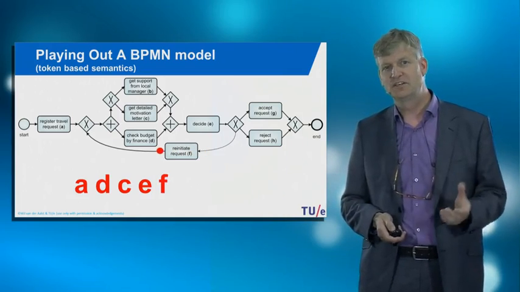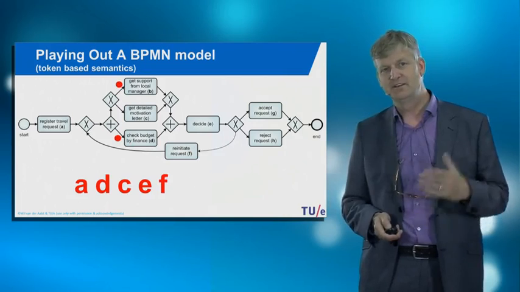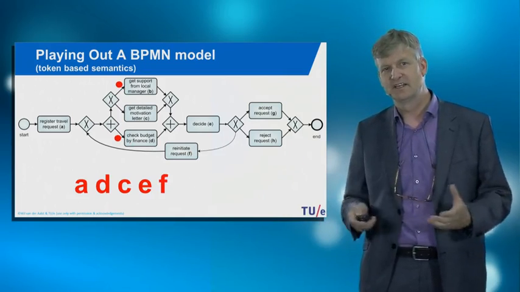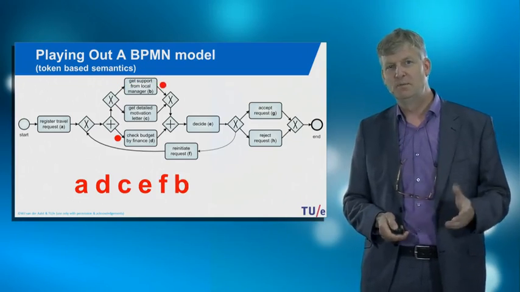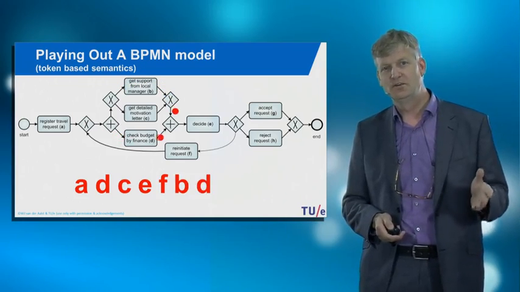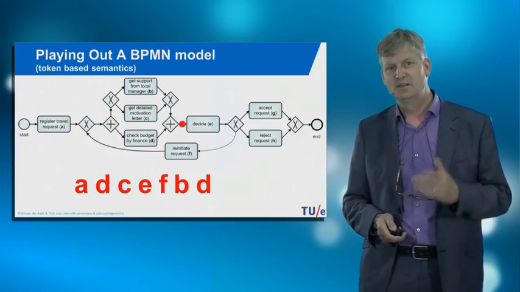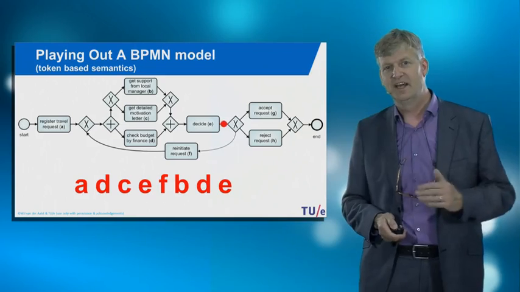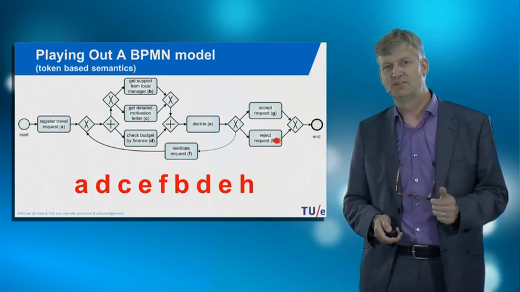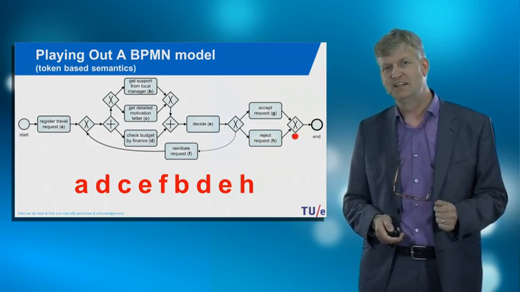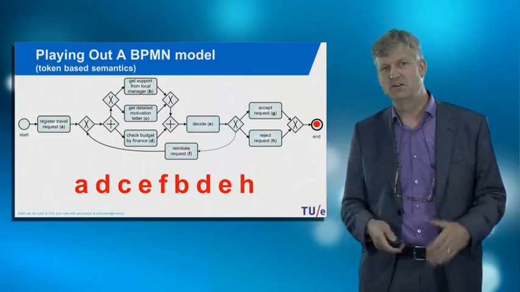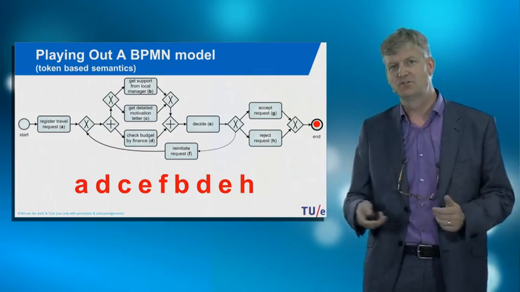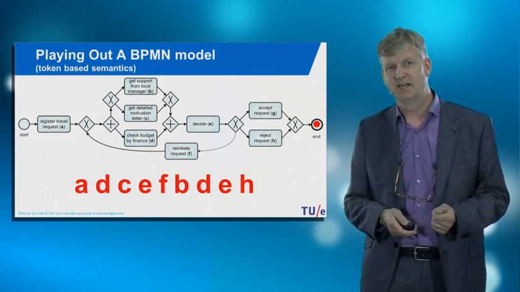So we execute activity F, bringing the model back to a state before the activity in the middle. We do a B, we do a D, we do an E again, and now we choose the path H leading to the final state. So this is one run of the model, and of course this model allows for infinitely many behaviors.